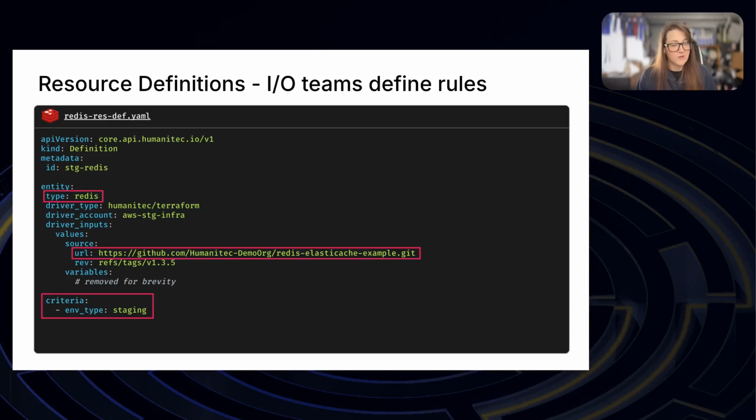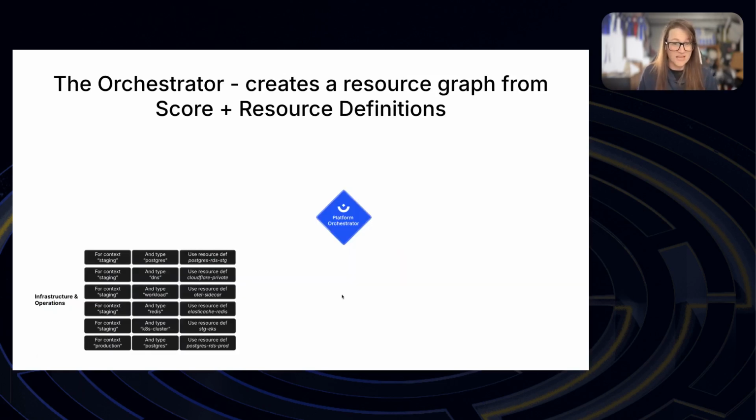On the bottom, you can also see criteria, and this is where your infrastructure and operations team will set up things like environment type, environment specific names, and applications where this resource type can be used. What this allows you to do is have a lot of different configuration possibilities, but only single interaction points for infrastructure and operations teams to keep things really simple. But what does this look like in practice?